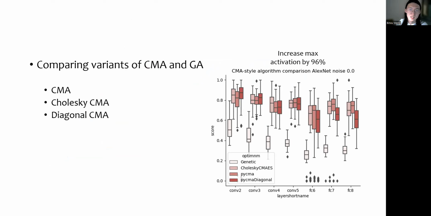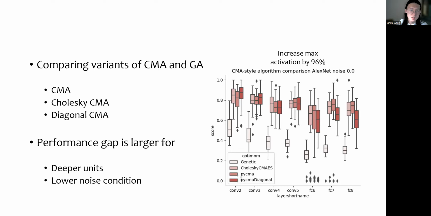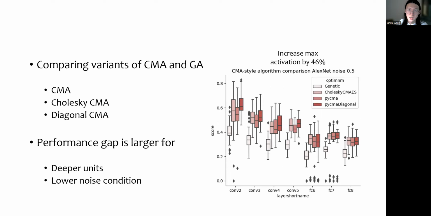And we find that all types of CMA algorithms outperform genetic algorithms. And it increased the max activation by 96% in the noise-free condition. And the performance gap is larger for deeper units, which are known to be harder for optimizers to work. Also, the performance gap is larger for lower noise condition. And in the high noise condition, the CMA type algorithms increase the max activation by 46%.